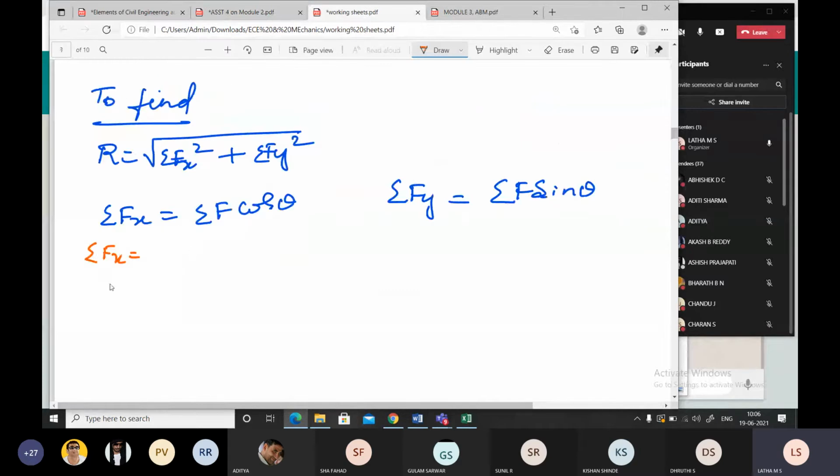Now tell me one by one, what is the sign you have to follow, students? You have to take positive to the right and negative to the left. Now tell me the expression for sigma Fx. Plus 600 cos 50, ma'am. Minus 750 cos 20, ma'am. Plus 1200 Newton.